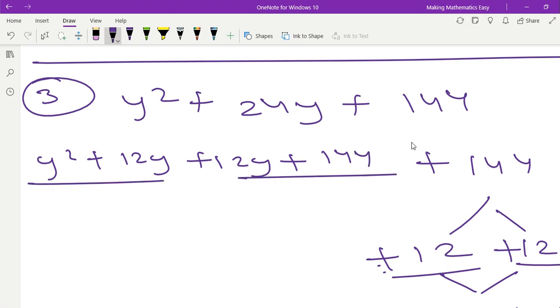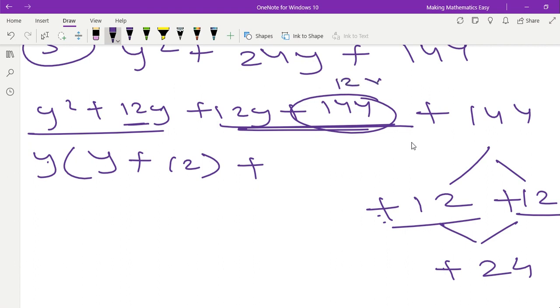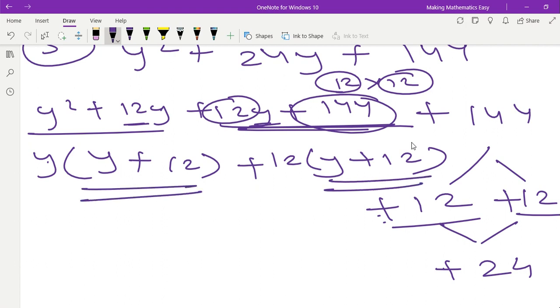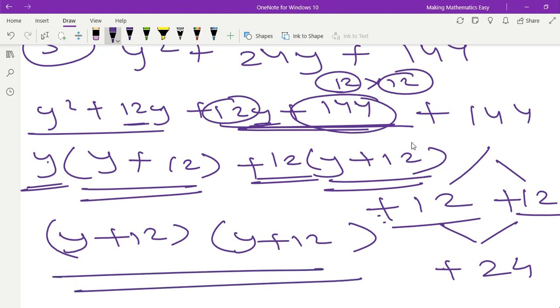Okay, now we need to bring out common between these terms. So y is common over here, so 1y is remaining over here. Y has already gone out, so I have only 12 remaining over here. Now this is nothing but 12 into 12, so I can take 12 common outside. Now y is remaining over here and this 12 is remaining over here. Now you see both the brackets are same, y plus 12, so you need to write that only once, and in the second bracket the term outside the bracket, so that is y plus 12. That is also the same term, so that is also possible. Okay, so this is the solution of your third sum.